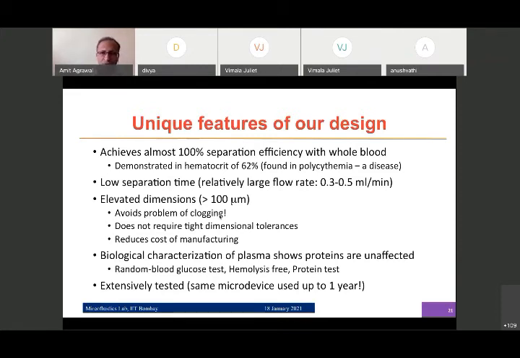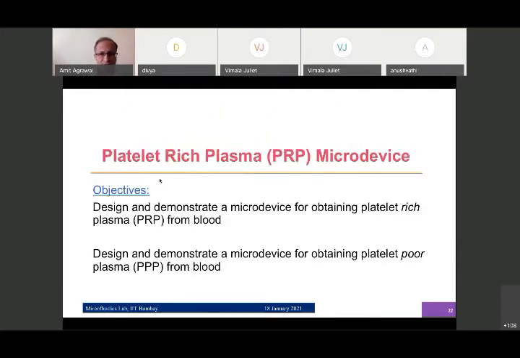So as a further objective, what we would like to have is not just plasma, we would like to have a device which can either give us a platelet-rich plasma or a platelet-poor plasma.